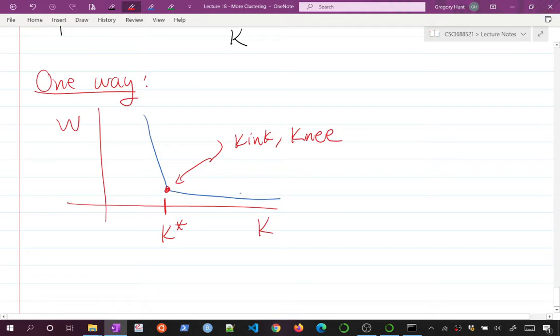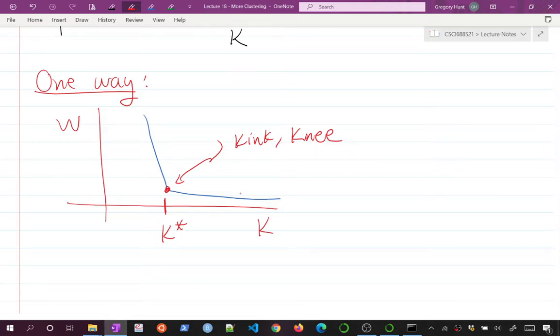The idea being that if there truly were some underlying structure in your data of some k star number of clusters, then up until k star, you'd expect to get better and better clustering by a lot. But after you move beyond that, you're not actually capturing real structure, you're just capturing some noise, and so you would expect it not to improve as much. Super heuristic, not particularly mathematical.